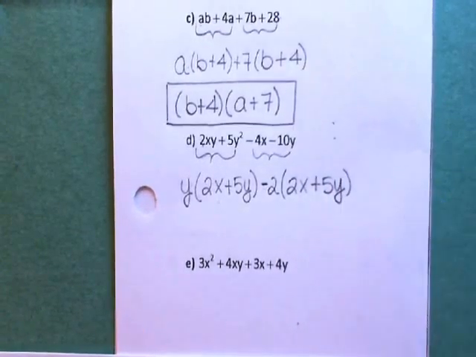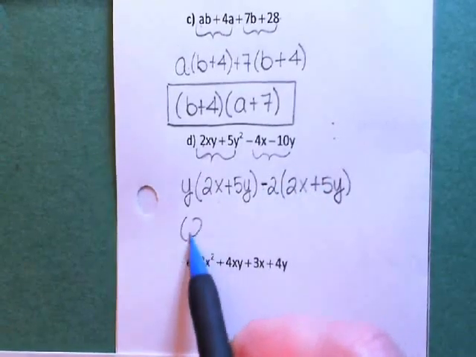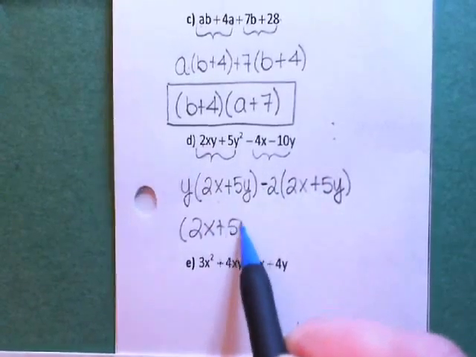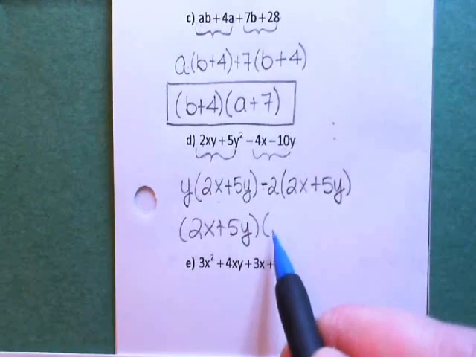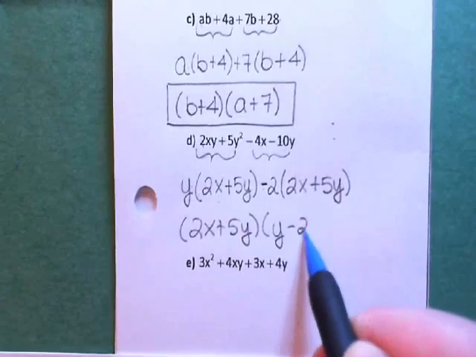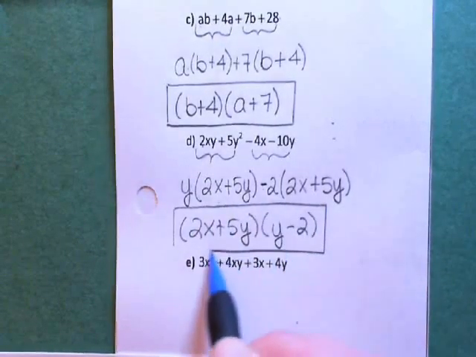And would you look at that? Two terms, what do they have in common? 2x plus 5y. And if I remove the 2x plus 5y, what am I left with? y minus 2. So that's my answer.